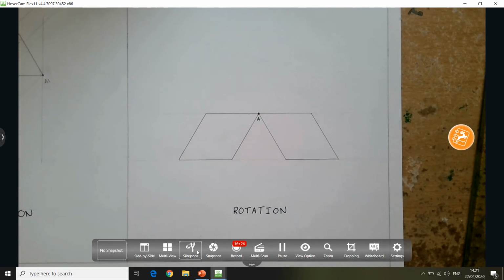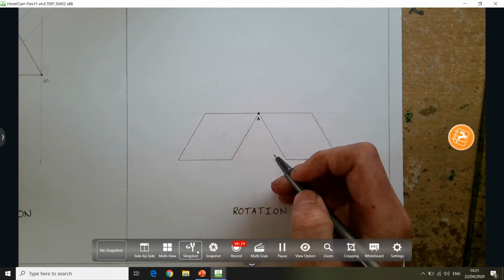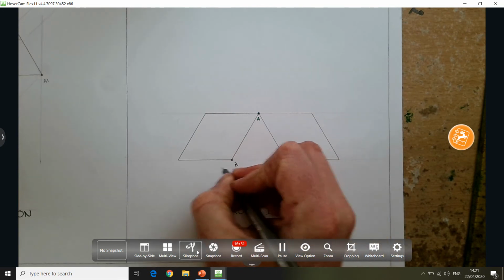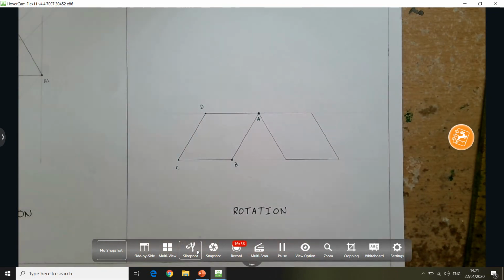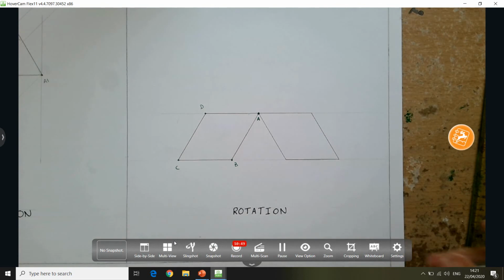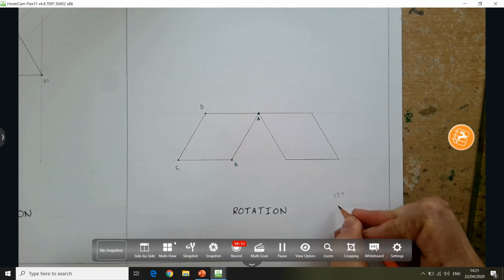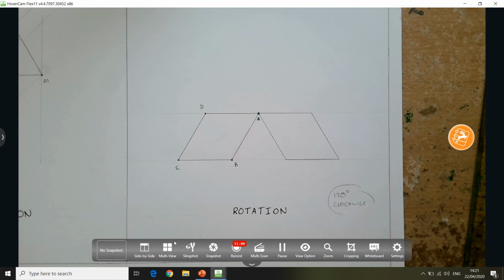Okay, so we have a question set up for the rotation. I have A labelled here. Okay, so I'm going to label this one B. It doesn't matter what you label them, so B, C, and this one is going to be D. Okay, so if we just go back to the question to look at what measurements we are given. The measurements we are given is 120 degrees in a clockwise direction. Okay, so 120 degrees, and it's going to be clockwise. Okay, so that's our two constraints. Alright, so that's how we're going to draw the question.